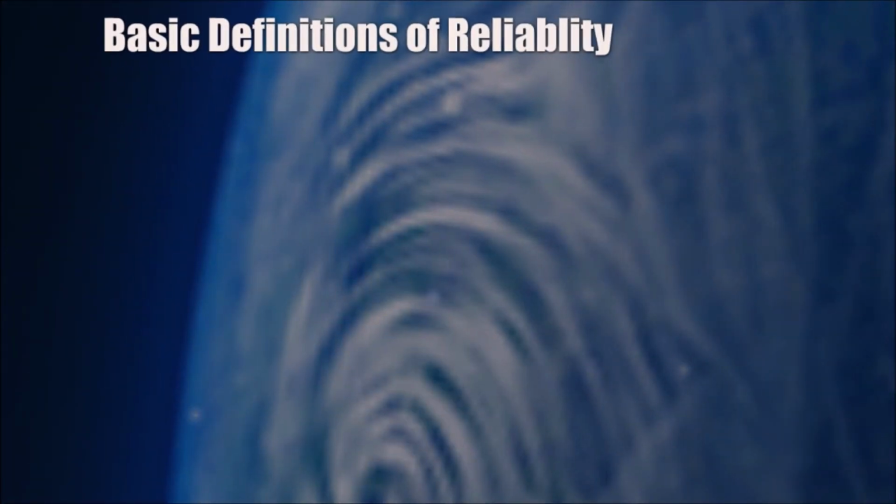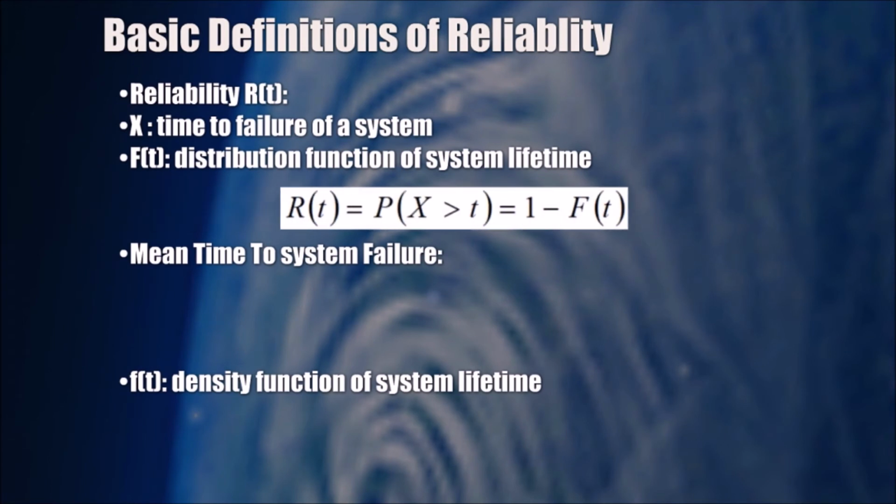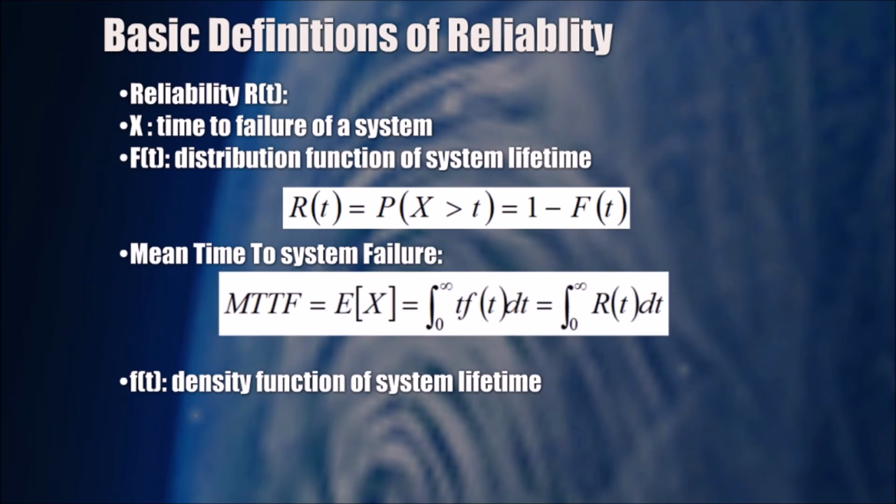Basic definitions of reliability. Reliability R(t). X: time to failure of a system. F(t): distribution function of system lifetime. Mean time to system failure. f(t): density function of system lifetime.